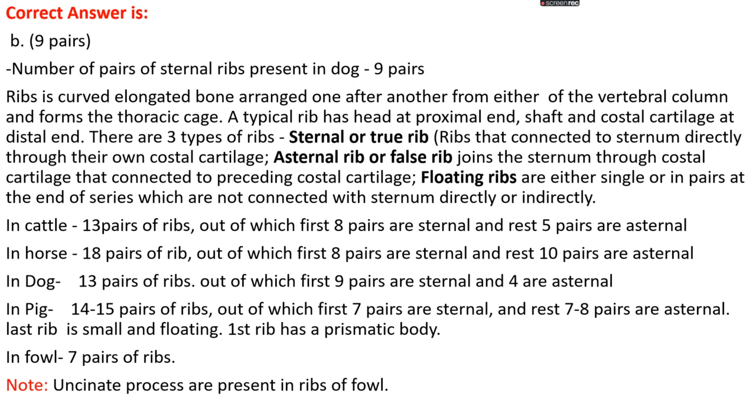In case of fowl, 7 pairs of ribs are present. Note that uncinate processes are present in the ribs of fowl.